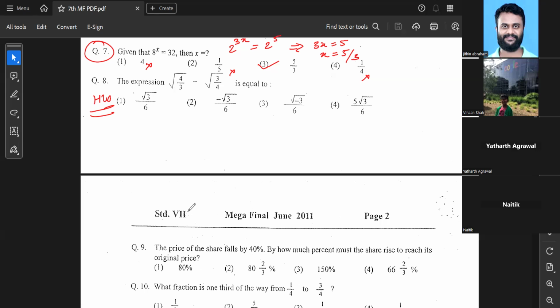Okay, I'm thinking, just a minute. Two, two, three, three. Yeah, √3/6 is the correct answer actually. I think this is not a negative sign. This is a complete division sign. So option 1 is your correct answer.